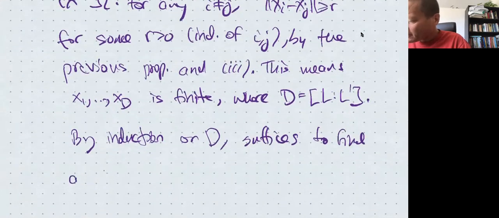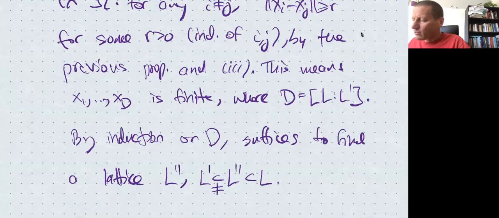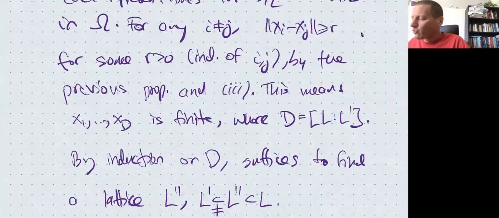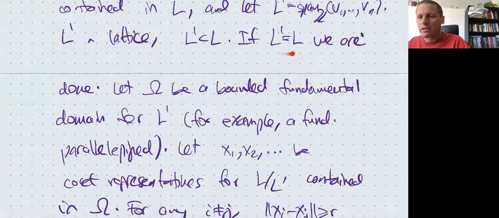a lattice L double prime, where L double prime contains L prime, not equal to L prime, and is contained in L. Why is that sufficient? This is an induction on the index D. If D equals 1, there's nothing to do. That's this case. If D equals 1, L equals L prime, and that means that L is a lattice.